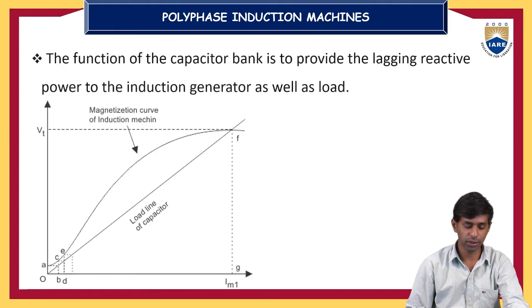And this is a graph which is showing the magnetizing characteristics curve of an induction machine. And we know the importance of the capacitor banks which are connected, which can supply the lagging reactive power to the induction generator as well as the load. And let us draw a graph between the magnetizing current of the induction generator and the terminal voltage.